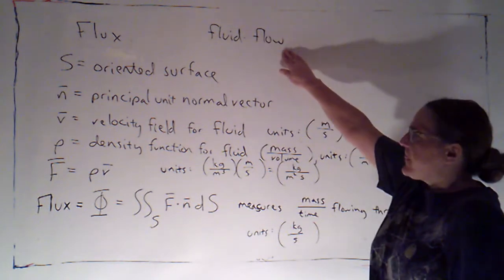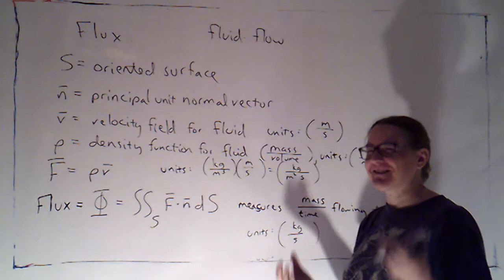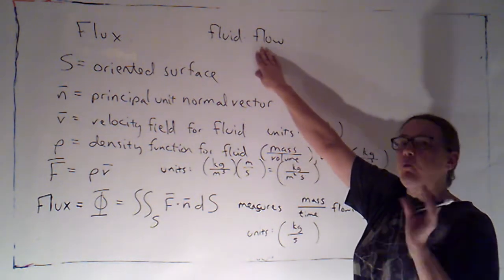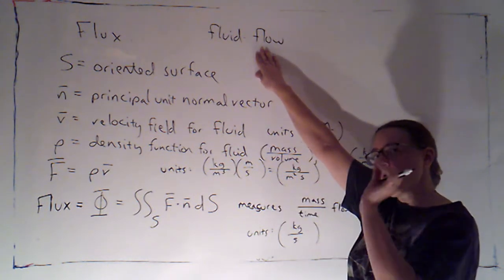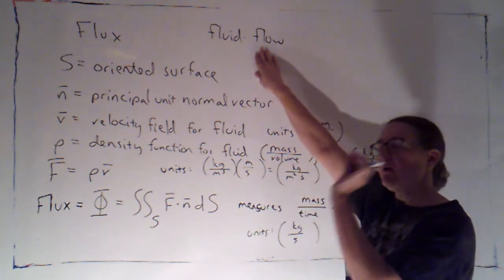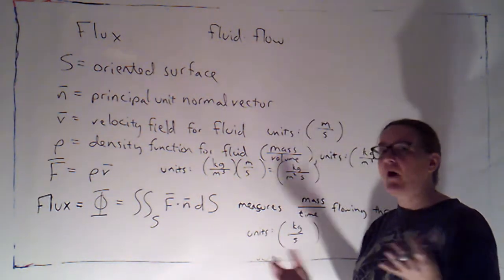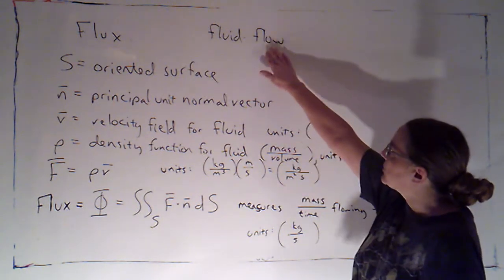I'm going to start with that example because it's a lot easier to wrap our brains around what flux means in the context of fluid flow. Once we've established what flux is in this context and how we evaluate it, we will return to the notion of electric flux and try to wrap our brains around what that actually means. Okay? But I'm going to suppose that we're looking at fluid flow.